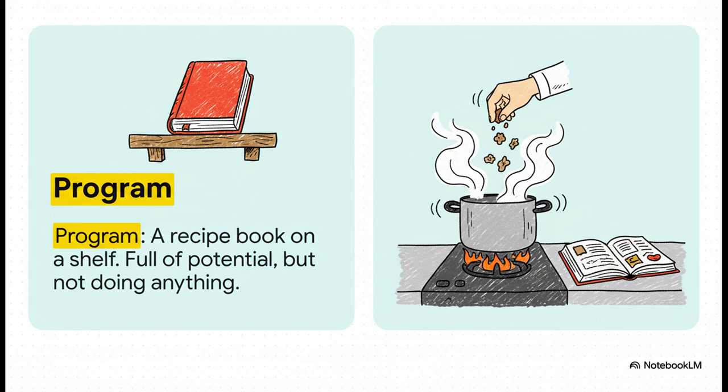All right, here's the best way to think about it. Imagine a program is a recipe book sitting on your kitchen shelf. It's full of instructions, full of potential, right? But it's not actually doing anything, it's just sitting there. A process, though, that's you in the kitchen with that book open, actually mixing the flour, cracking the eggs. You're making the cake. A process is the recipe in action.